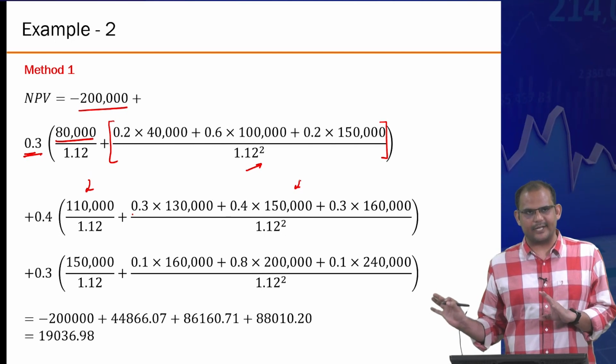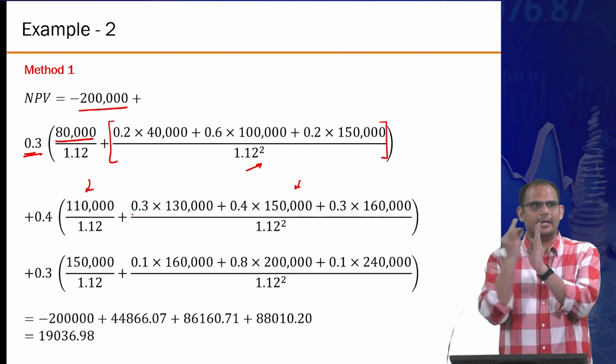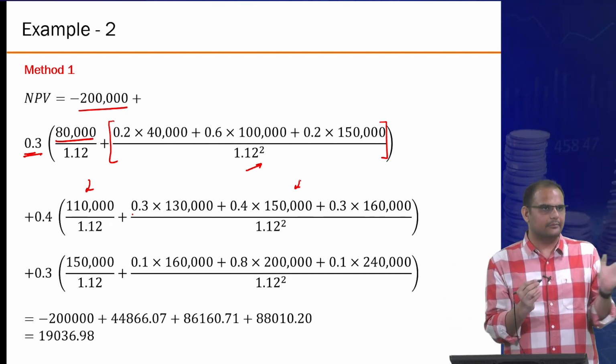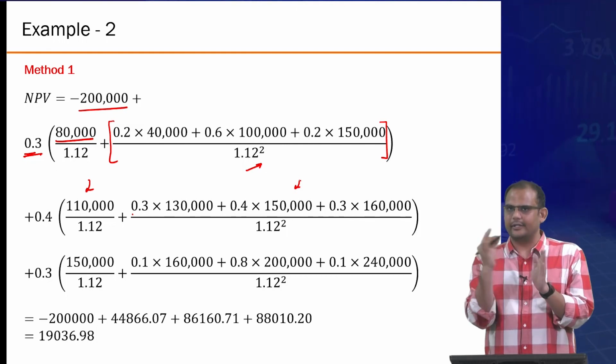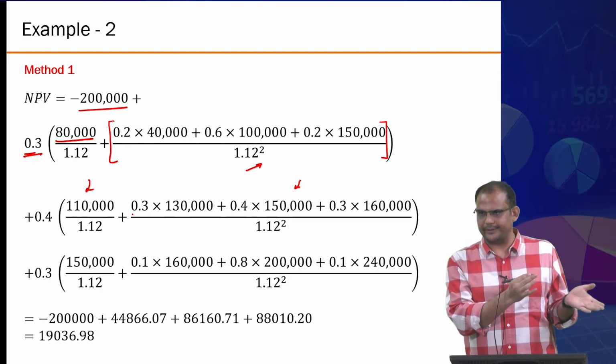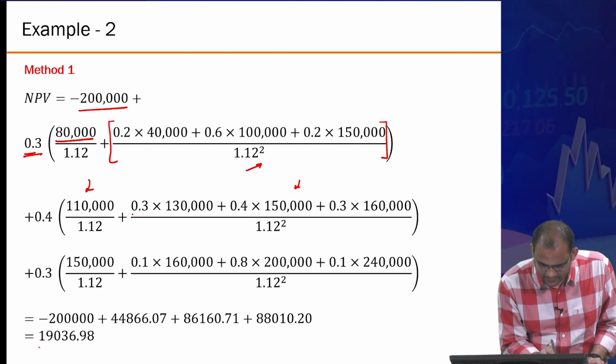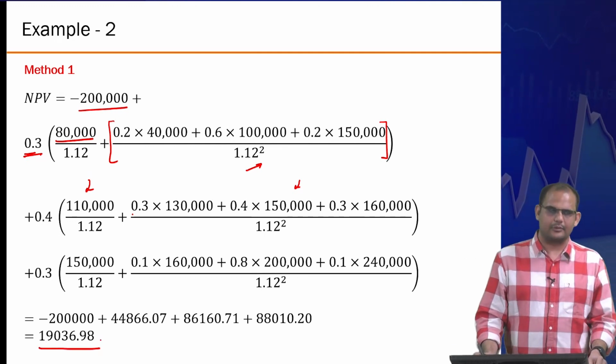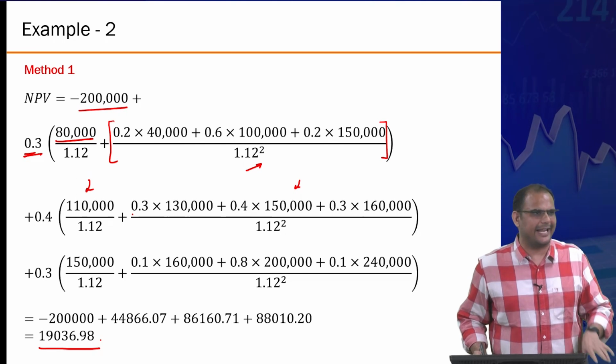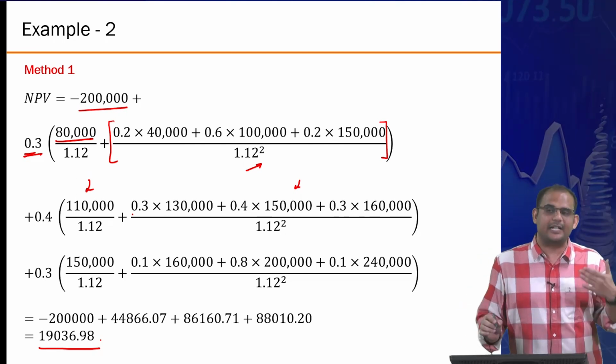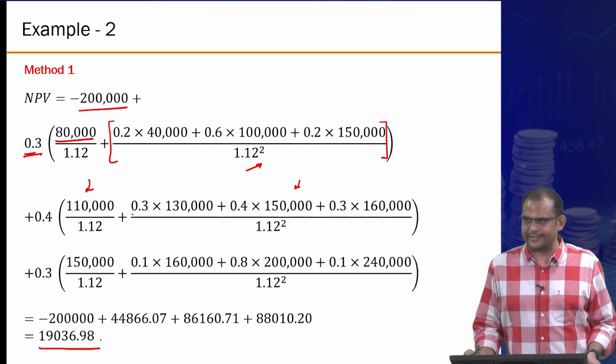Making sense? Do I need to explain it again? Essentially, you are crashing. This is basically called a tree diagram. You are crashing the nodes of the tree in a sequential manner, right? So, this final outcome will be 190,036 rupees, which is your expected value of this cash flow, the expected present worth of this cash flow series.